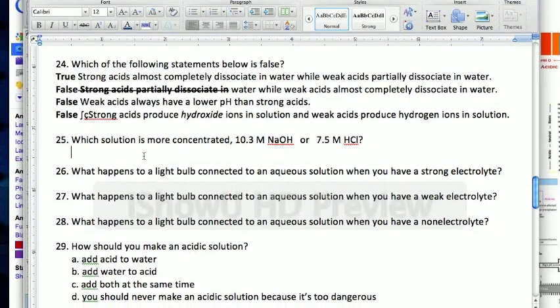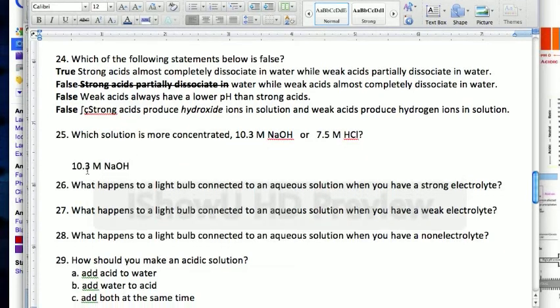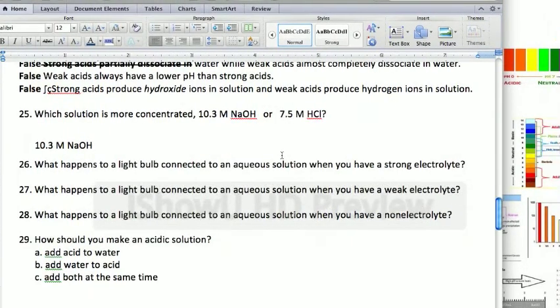Down here, which solution is more concentrated? We saw this in class today when we were playing the game. The higher the number of moles, the higher the molarity, the more concentrated a solution is. So 10.3 molar sodium hydroxide is more concentrated than the lower number molarity.